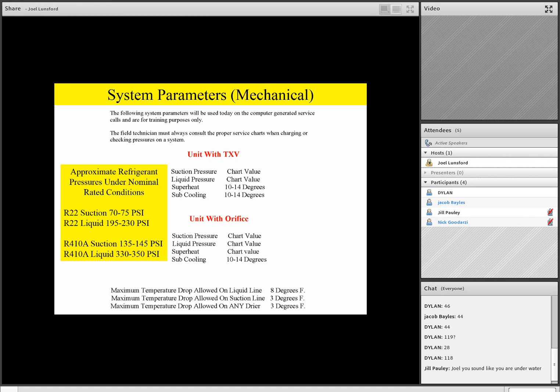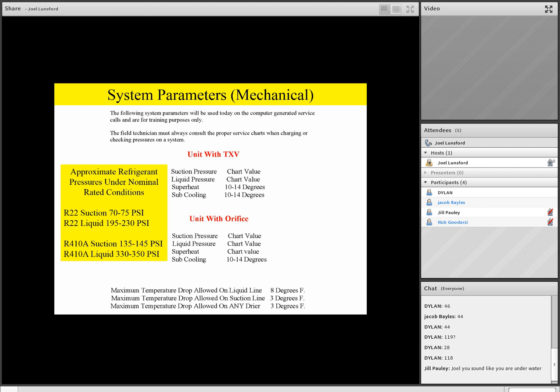So under rated conditions, an R22 system should run about 70 to 75 pounds of suction and about 195 to 230 pounds of pressure on the liquid side. And again, this is just strictly for your training today. So make a note of this. Write this down. Have this information handy when we start doing our service calls. It'll help you. An R410A system, normal suction range is going to be about 135 to 145 psi on the suction under nominal rated conditions.